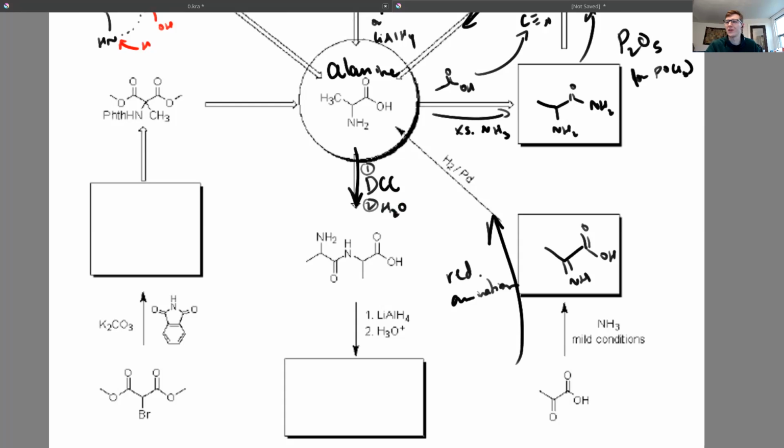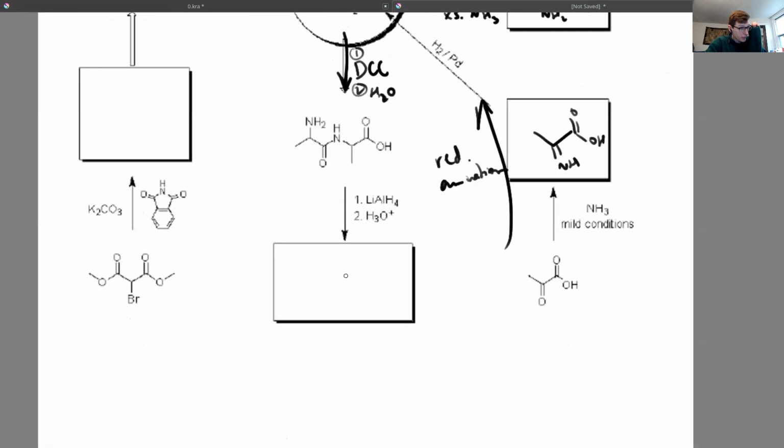Let me check the key on this one because I think that should be plenty. Should work. Okay, yeah, it's just an equivalent of DCC. Excellent. Okay, and then lithium aluminum hydride and water.